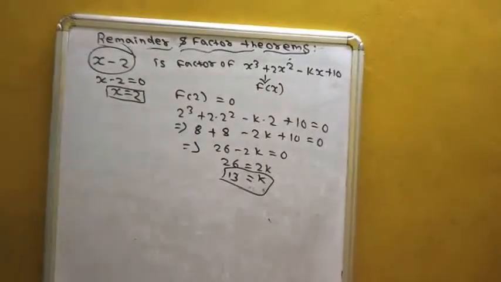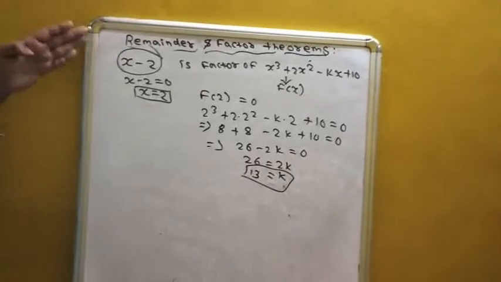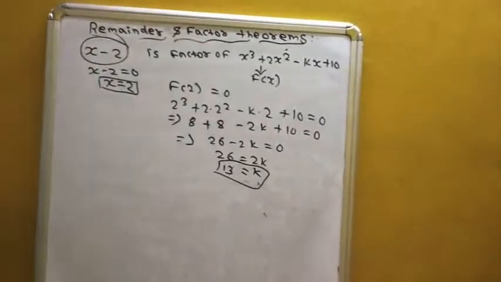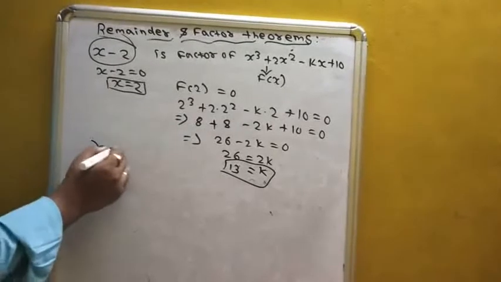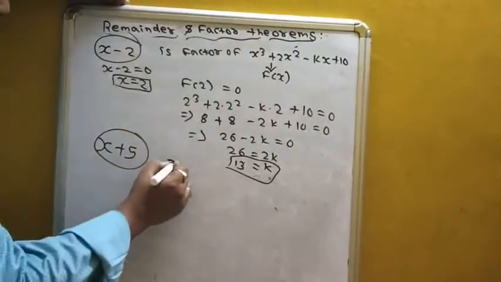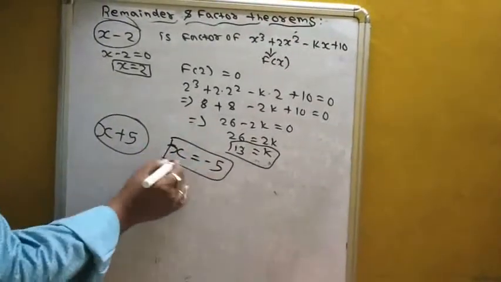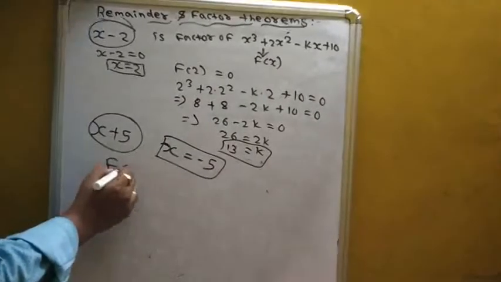In this question, what is given? He told you to prove that x plus 5 is also a factor. So what do you have to do? First you write x plus 5 equals 0, therefore x equals minus 5. You put this value, f of minus 5.